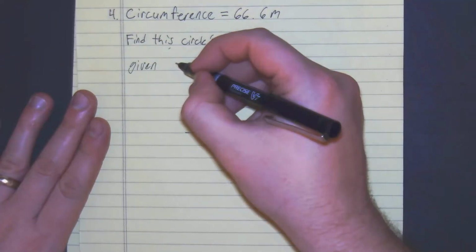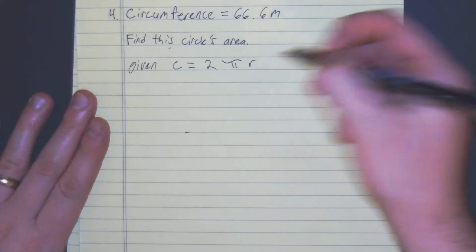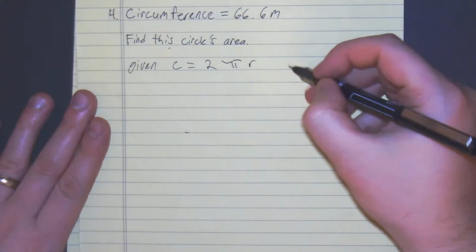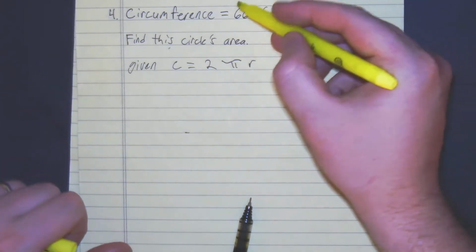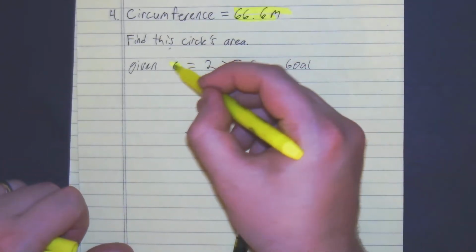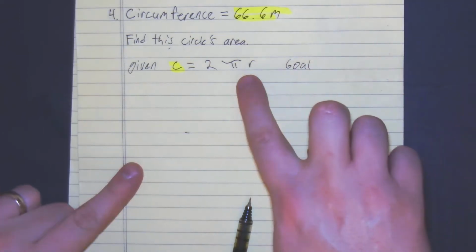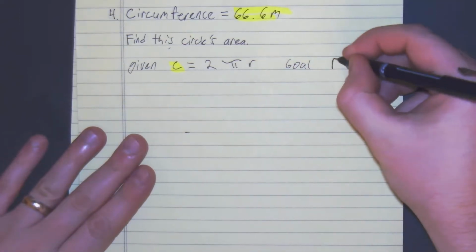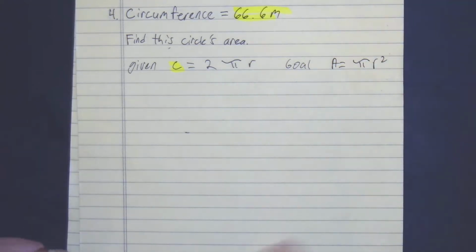is the circumference, which is equal to 2 pi r. Our goal, this is what we're given. We're given that information right there. Our goal is to flip this and then put it into A is equal to pi r squared.